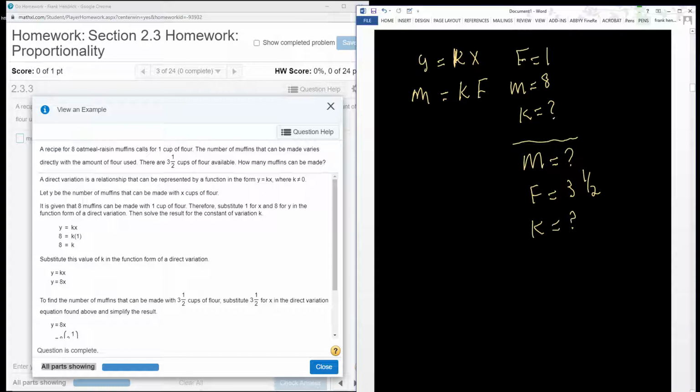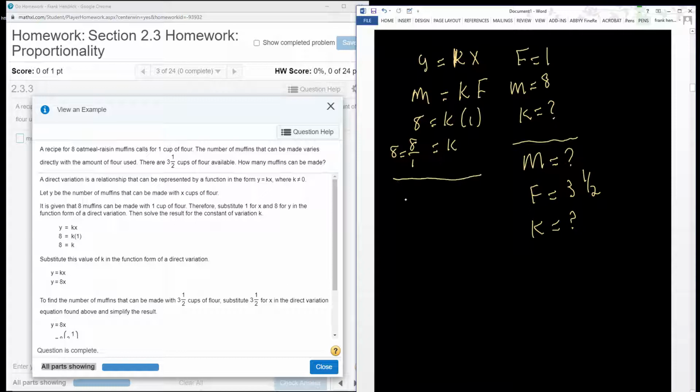So what we can do is use, in the first set of conditions, the amount of flour and the amount of muffins to find our constant of proportionality. Then once we know what K is, we can go ahead and solve for M. So here we have M, muffins, is K times F, so 8 is K times 1. That means that K is equal to 8 over 1, or just 8. So now we know our constant of proportionality. Now we have an equation we can use.